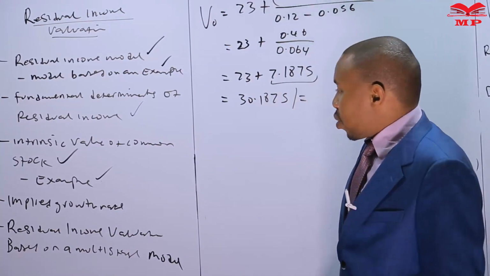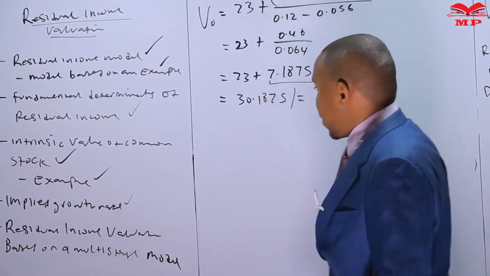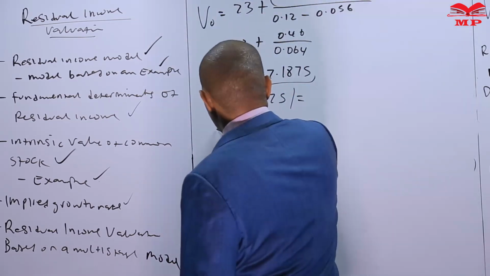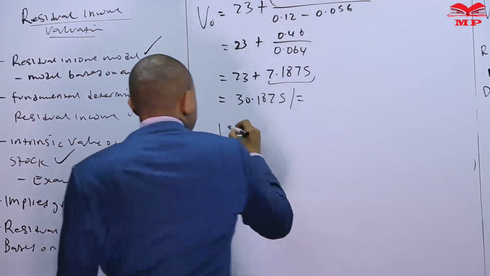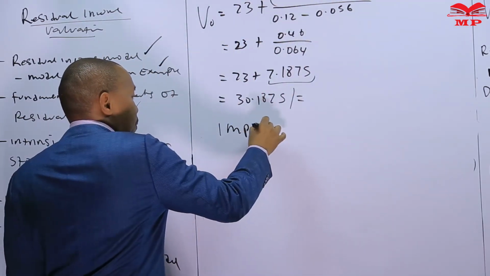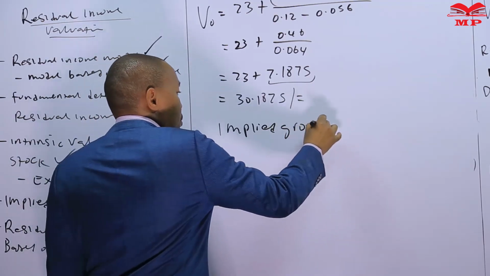Now, the implied growth rate is the next step, or the next stopping point.